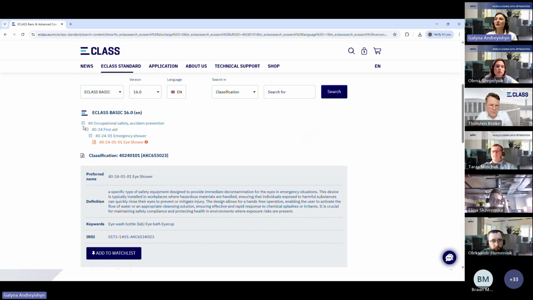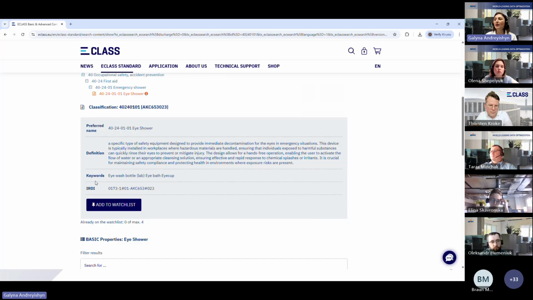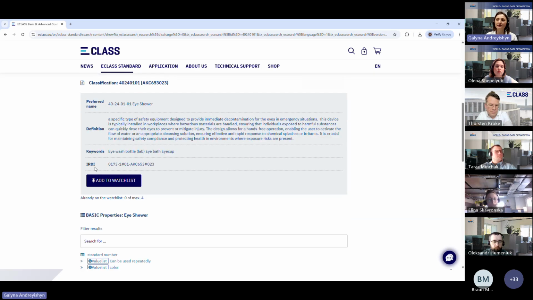We can see the structure, so segment, group, subgroup, and equipment. Equipment class, classification class. Then we have this full number and preferred name, so the number and what it is exactly. Then we have a pretty good definition to understand for everybody what it is. Again, we have keywords here, some alternatives, and the ERDI I mentioned before, the international registration data identifier. So such an identifier we have for ECLASS.